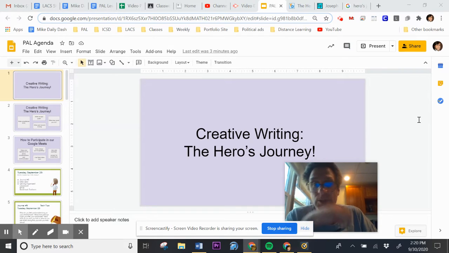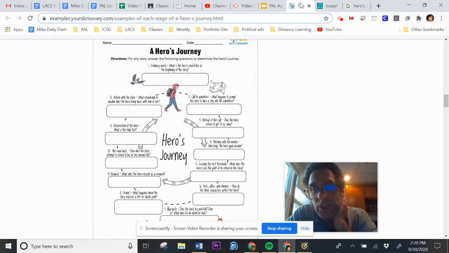Okay. So today we're going to focus on something called the hero's journey. Raise your hand if you've heard of that. I can't see your hand. Okay. So here's something you can look at that I'll put on Google Classroom. It's a chart that shows the different steps in the hero's journey, and you can use this for planning if you'd like.